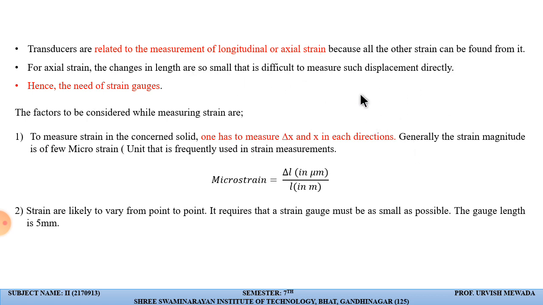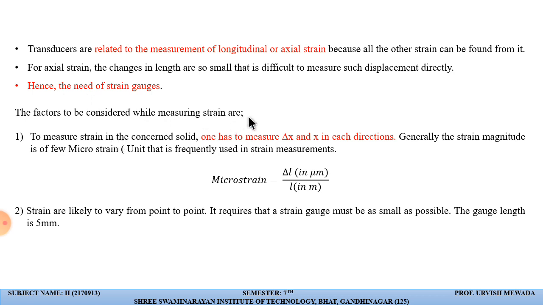So the change in the length is so small that it is difficult to measure such displacement directly. That's why, to measure these small deflections or small dimension changes, we use a strain gauge, and a strain gauge can sense that minimum change in dimension in terms of resistance change. So that's why for the measurement of strain we generally use strain gauges.